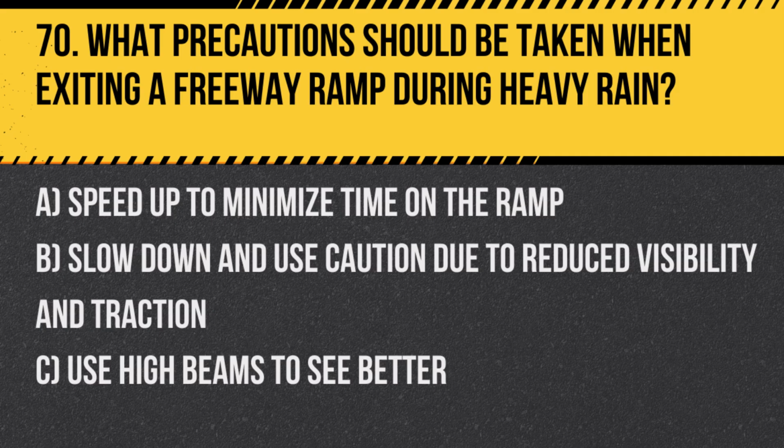Question 70. What precautions should be taken when exiting a freeway ramp during heavy rain? A. Speed up to minimize time on the ramp. B. Slow down and use caution due to reduced visibility and traction. C. Use high beams to see better. Answer: B. Slow down and use caution due to reduced visibility and traction. Heavy rain can make ramps slippery and harder to navigate safely.